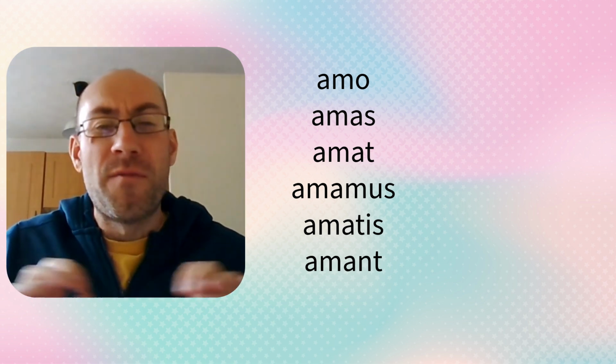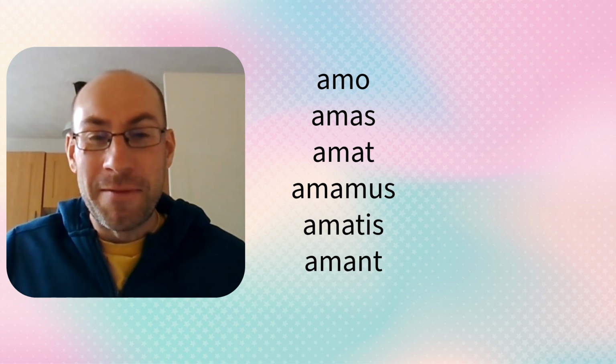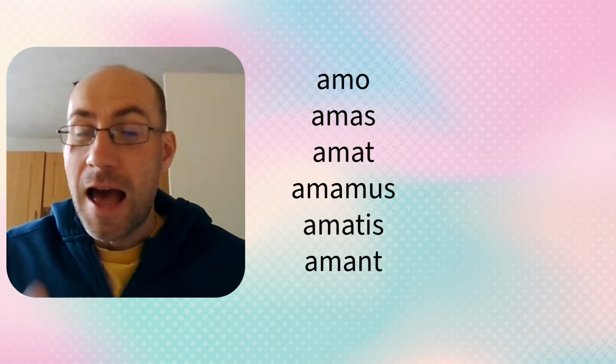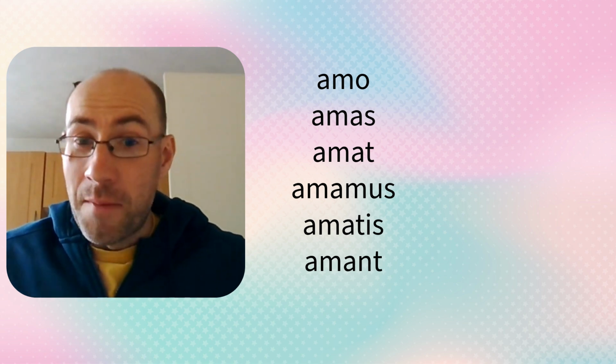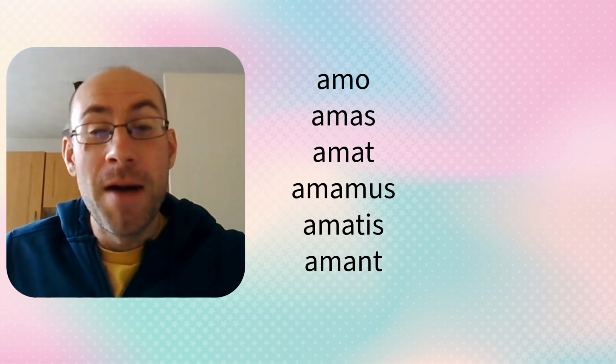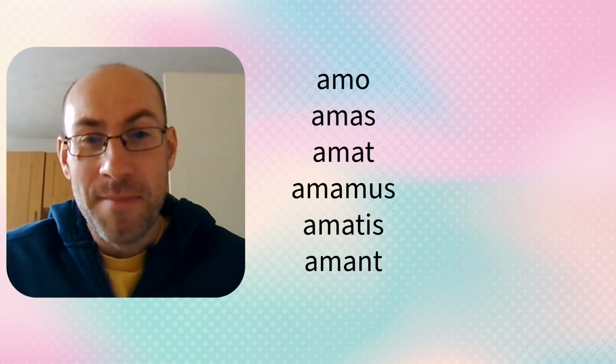Let's just repeat that. I know you know it off by heart, inside out, in your sleep, but let's just do it anyway. So, amo, amas, amat. Amamos, amatis, amant. One last time. Amo, amas, amat. Amamos, amatis, amant. Right, give me some other first conjugation verbs then, guys.